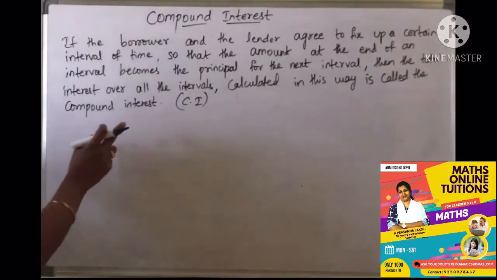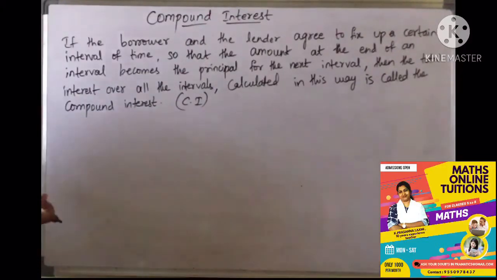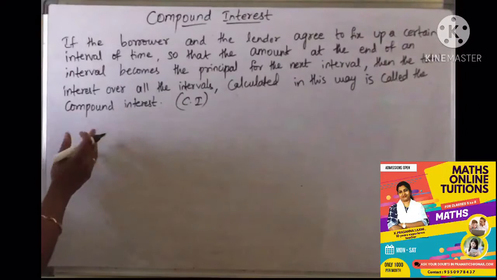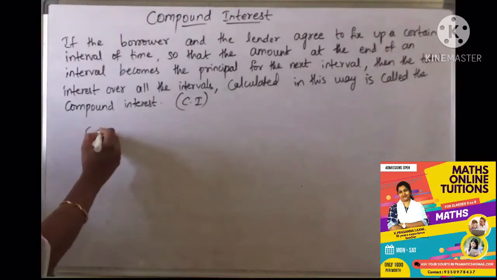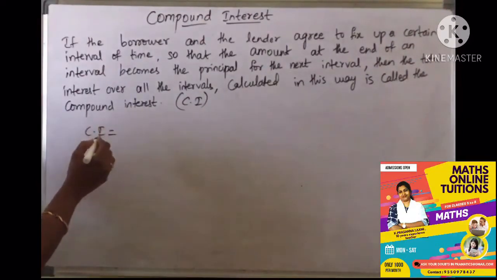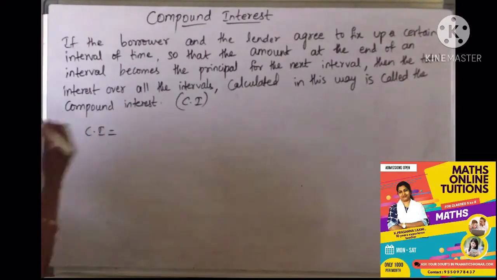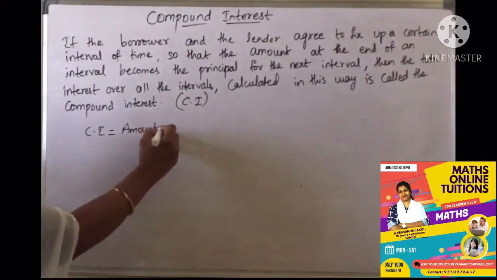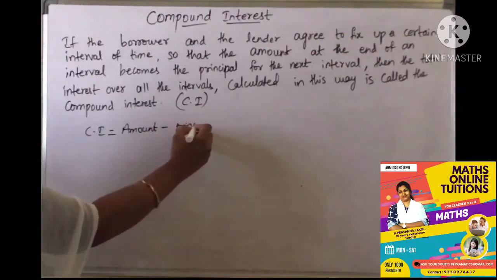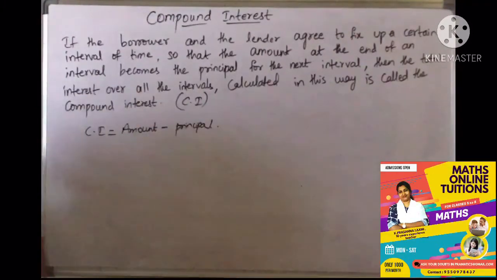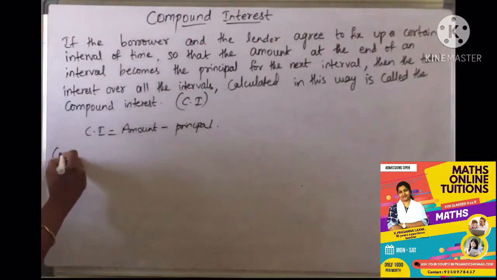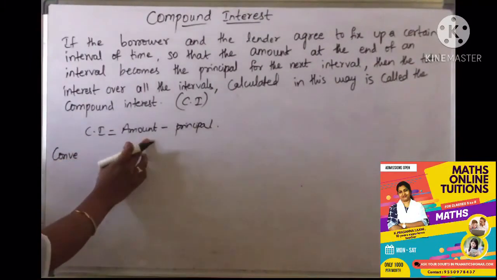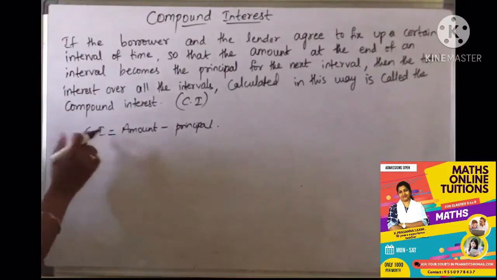So clearly, compound interest at the end of a certain specified period is equal to the difference between the amount at the end of the period and the original principal. That is, amount minus principal. Okay children, now coming to the next, I'll give an example based on this.